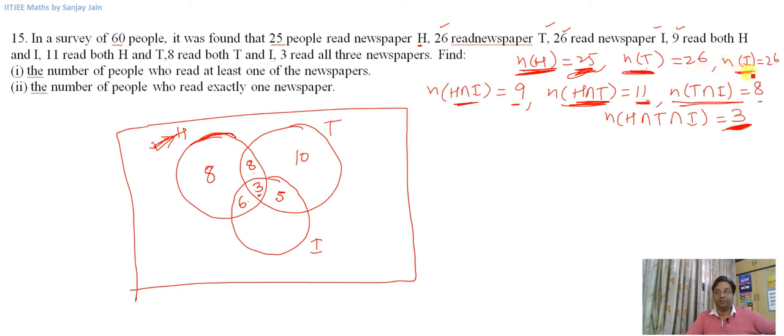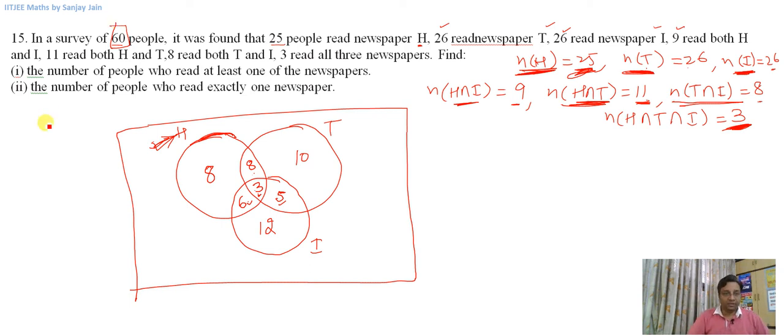And the number of people who read newspaper I is 26. So 6 plus 3 is 9, plus 5 is 14, which is written already. So out of 26, 14 are these, so 12 will be here. Okay, and this was a survey of 60 people, so there can be some people who read no paper out of these papers, right?